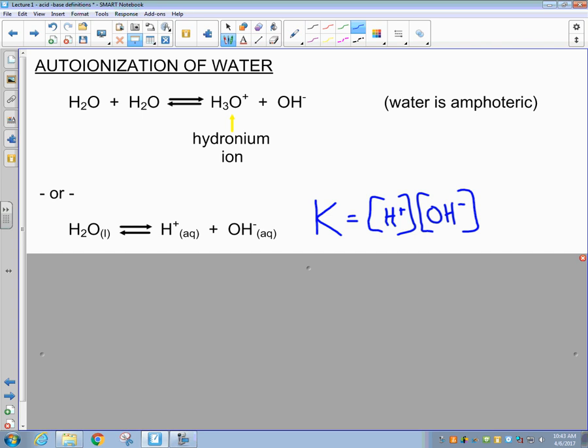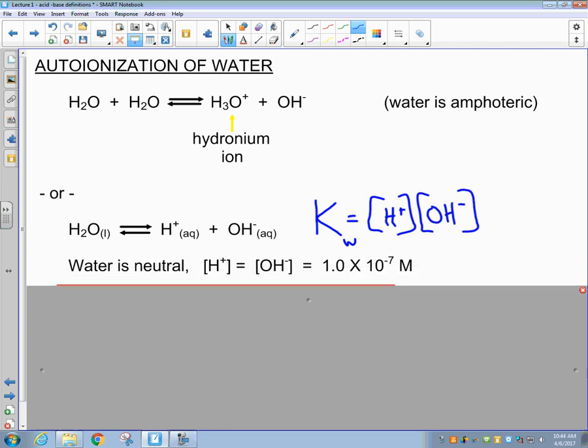This is a special K expression. This is the autoionization of water, so we call this KW for this expression. KW refers to just the autoionization of water, and it is specific to 25 degrees Celsius. Now, when water is neutral, the hydrogen ion concentration has to equal the hydroxide ion concentration, and both of those values are 1.0 times 10 to the minus 7th molar.